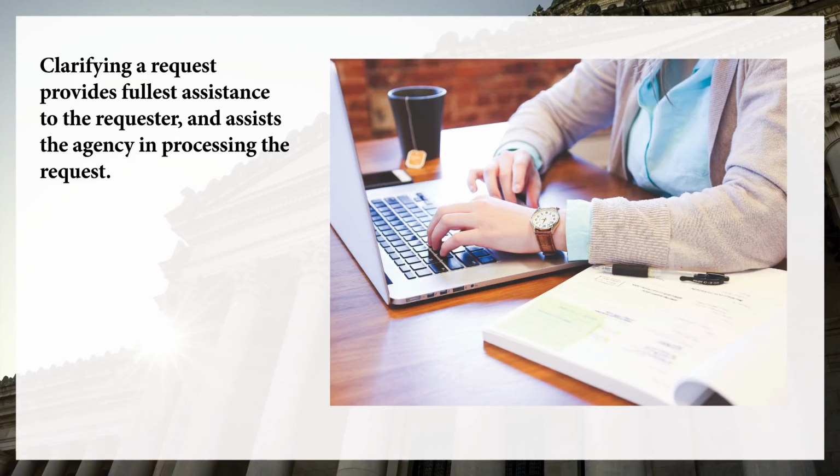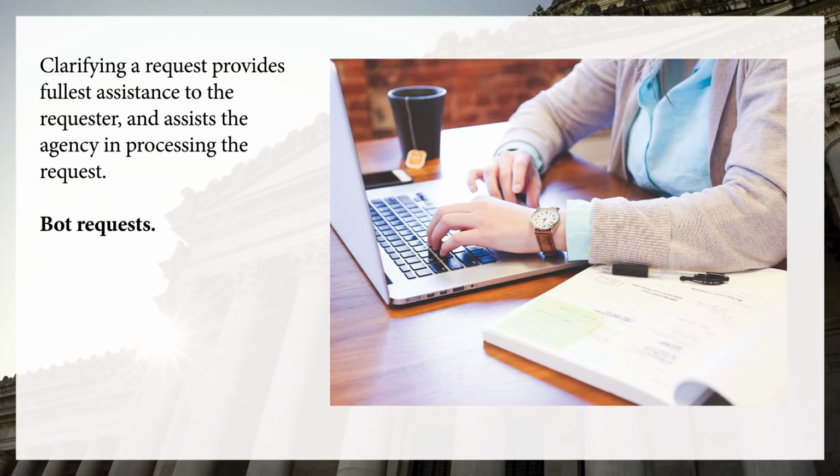An agency should not seek clarification if the request is for identifiable records and is reasonably clear. If the entire response is unclear and the requester fails to respond to the agency's request for clarification, the agency need not respond to it. However, the agency must respond to those portions of a request that are clear.